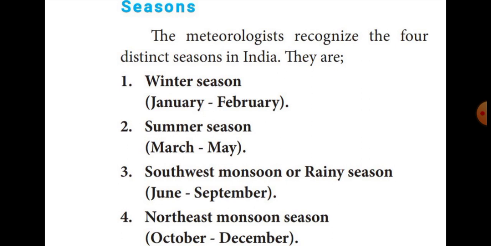The country's meteorological department follows the international standard of four seasons. There are four distinct seasons in India. They are the winter season, the summer season, the monsoon or southwest monsoon season or rainy season, and the post-monsoon or northeast monsoon season.